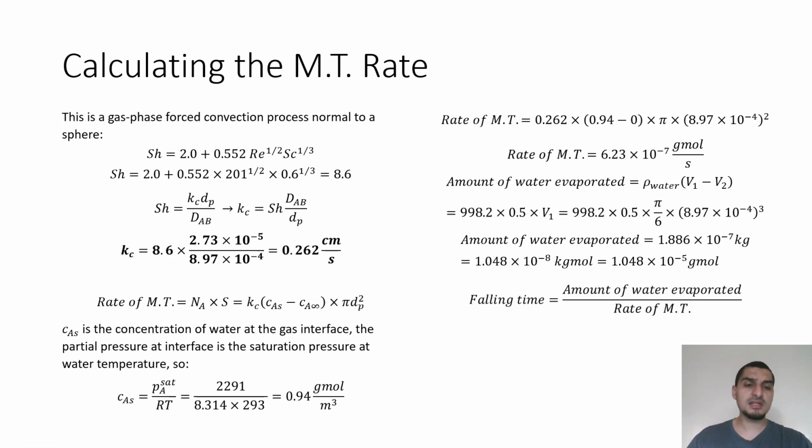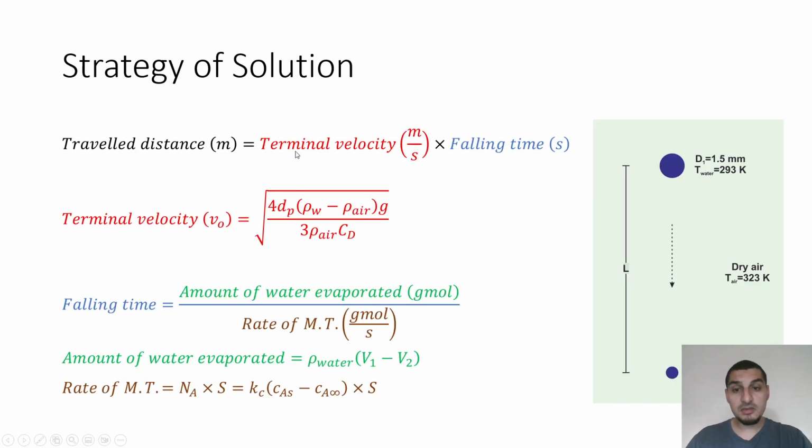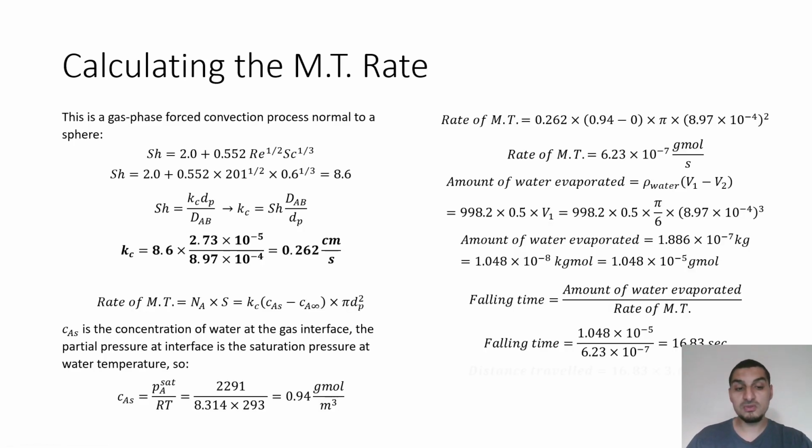And finally, you can get the falling time from the amount evaporated and the rate of mass transfer. So this is the amount, this is the rate of mass transfer, and then you can get the time. And from the time I can go back to here. I know the time, I know the terminal velocity, and I can calculate the distance that this drop needs to travel in order to reach 50% of its original volume. So this is the final answer, which is going to be around 62 meters.